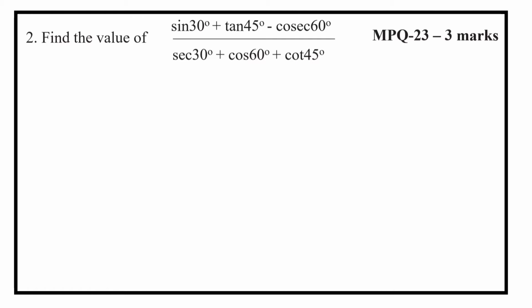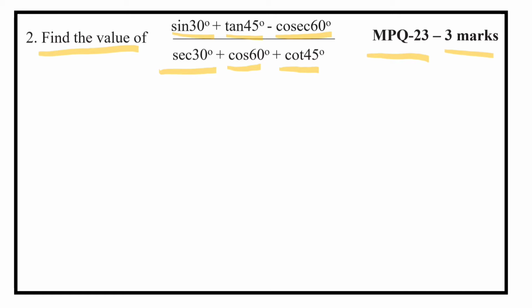Find the value of (sin 30 plus tan 45 minus cosecant 60) upon (secant 30 plus cos 60 plus cot 45). The question is taken from model question paper 2023 and it is a 3 marks question. If you remember the hand trick, you can get the values very easily. In one of my previous videos I have explained it.